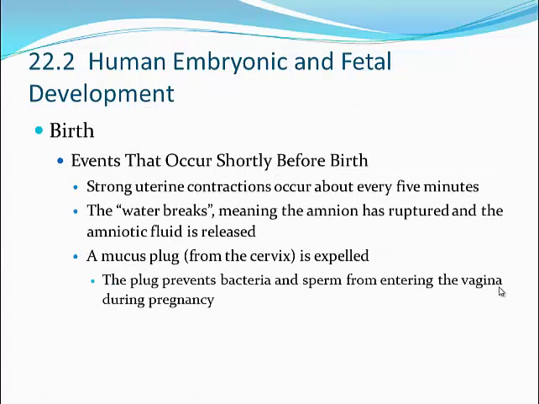Shortly before birth, strong uterine contractions occur about every 5 minutes. The water breaks, meaning the amnion has ruptured and the amniotic fluid is released. A mucus plug, which blocks the opening of the uterus or the cervix, is expelled. Most people do not notice the expulsion of the mucus plug unless it's mixed with blood. The function of this plug is to prevent bacteria and sperm from entering the vagina during pregnancy.